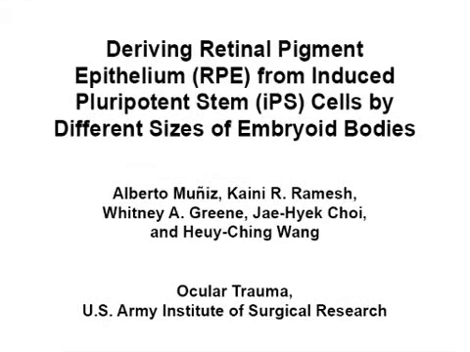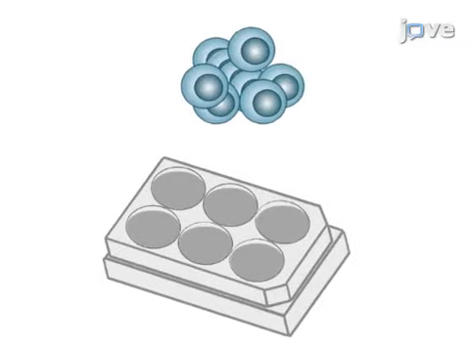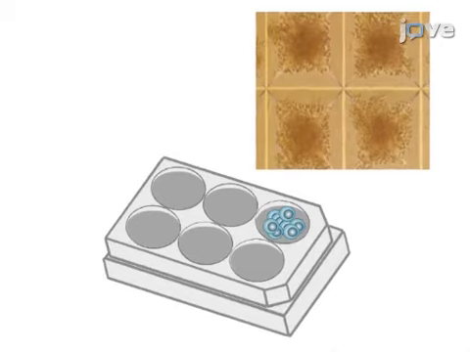The overall goal of this procedure is to characterize the influence of embryoid body size on RPE differentiation from iPS cells for directing embryoid body differentiation towards the RPE lineage. This is accomplished by first using the microwell technique to generate homogeneous embryoid bodies of defined sizes.